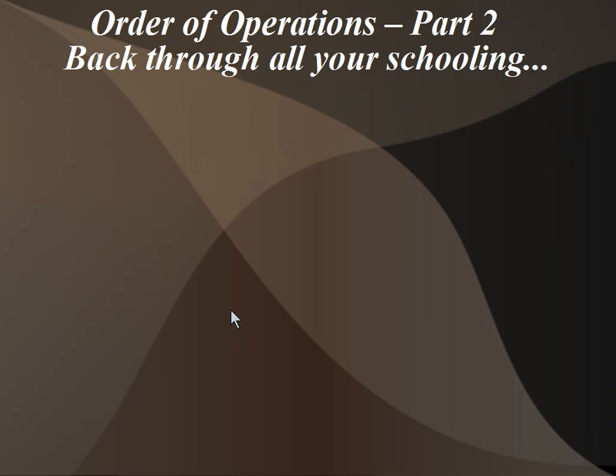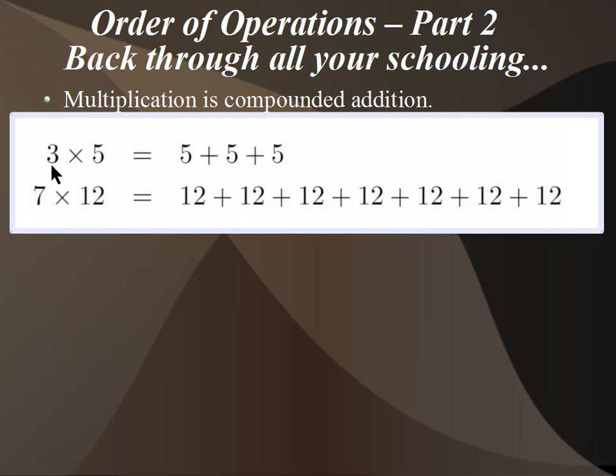the ranking of operations. So for example, you learned multiplication after addition. It was addition over and over again, compounded addition. So when you were first introduced to the concept of 3 times 5, that meant 3 fives, or 5 plus 5 plus 5. Similarly, 7 twelves meant 7 twelves all added together.